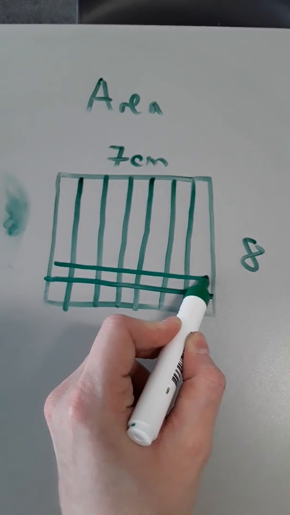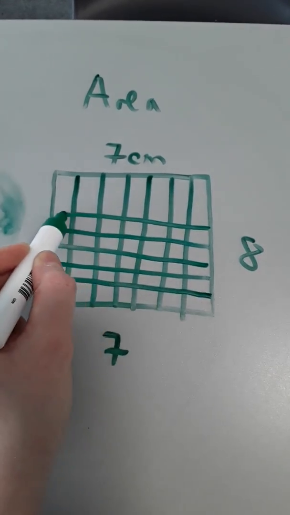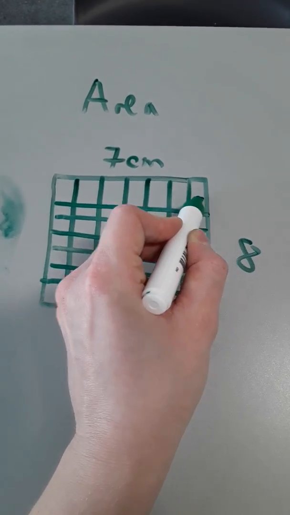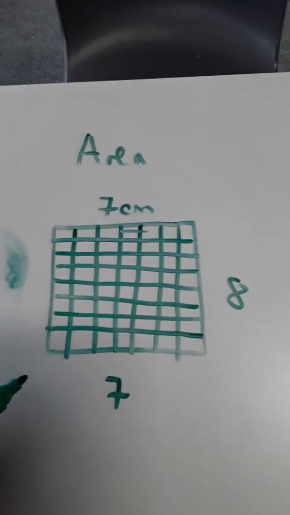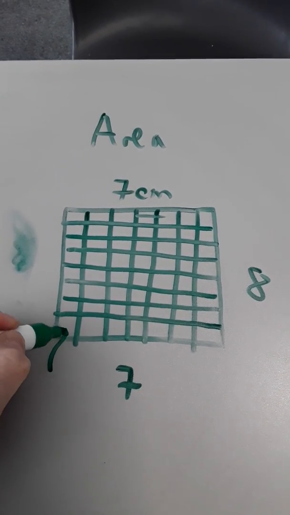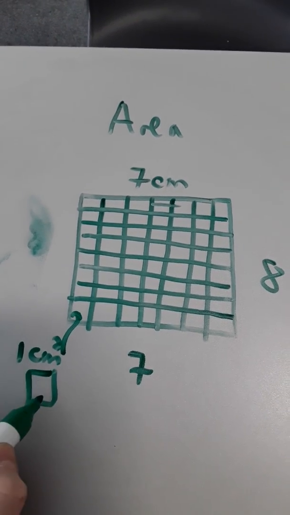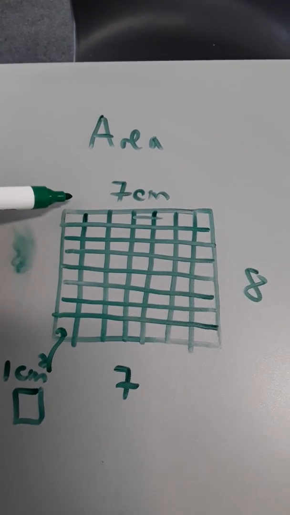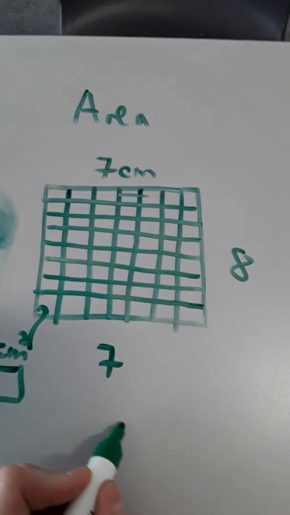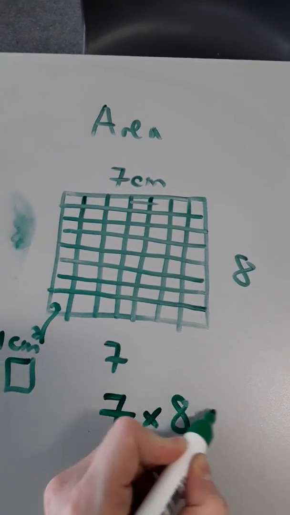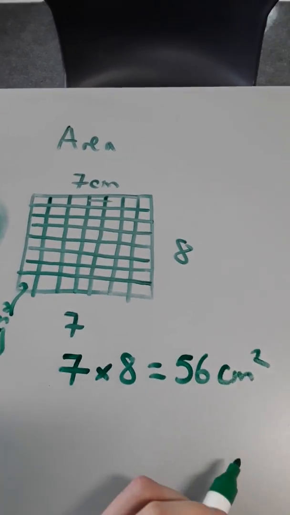1, 2, 3, 4, 5, 6, 7, 8. Okay. Notice now that if each one of these is a centimetre squared, so 1 centimetre squared, because it's a square area, that I have 8 lots going this way and 7 lots going that way. So essentially I've created a 7 by 8 grid. So 7 times 8 is 56 centimetres squared.